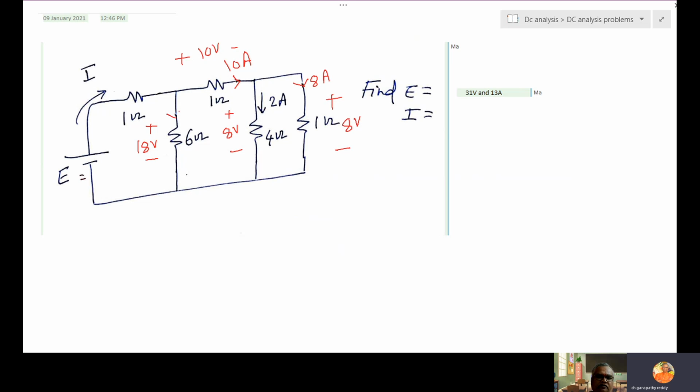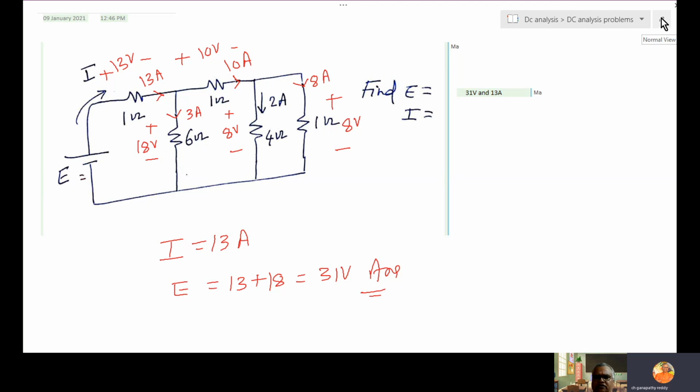18 by 6, 3 amps. This is 3, this is 10, this is 13. Then 13 into 1, 13 volts. So what is I value? Is 13 amps. But what is E value? 13 plus 18, 31. So they are the answers. So simple addition, subtraction, multiplication. KVL, KCL applications.